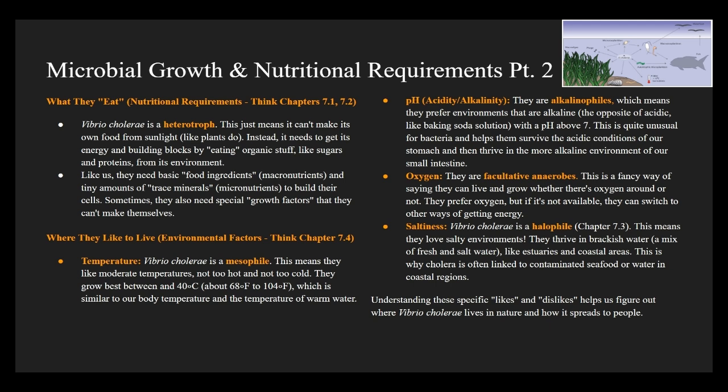As a heterotroph, Vibrio cholerae consumes organic compounds for energy. Its environmental preferences are key. It's considered a mesophile, which lives around moderate temperatures, 20 to 40 degrees Celsius. It is also considered an alkalinophile, which prefers a pH of 7 or above. It is also a facultative anaerobe that lives with or without oxygen, and is also a halophile that loves living in salty environments. Understanding these helps control its spread.